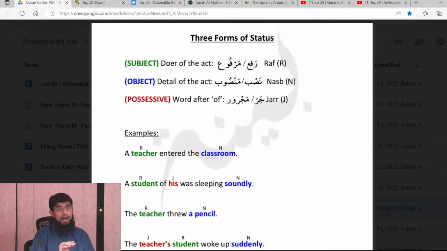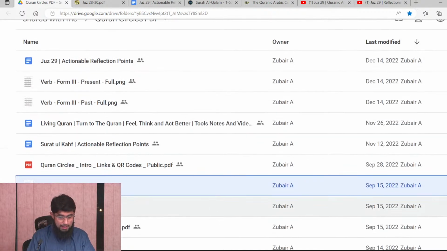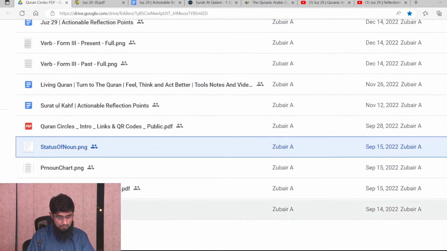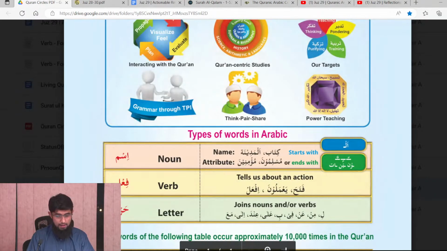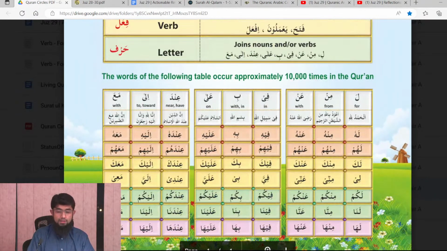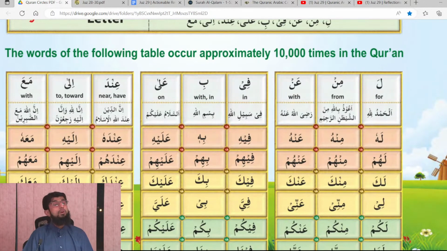Okay, so example. Let me give you another rule for majrur. One rule you already know, the relationship. Another rule for majrur is, where was it? Here, I think. All these huruf are also called huruf jar, right? So any noun that comes after it makes it majrur.